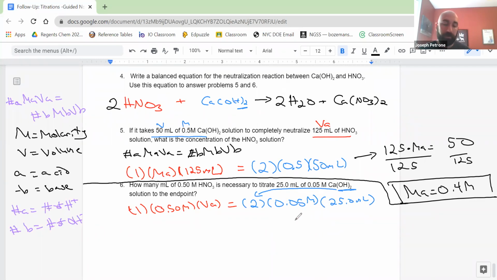So just like before, we're going to do the math for this. 2 times 0.5 times 25. I said 0.5, I meant 0.05. Is equal to 2.5. And then 1 times 0.5 times VA is going to be 0.5 times VA. And then to solve, we would divide both sides by 0.5. Cross that out. And 2.5 divided by 0.5 is going to get you a volume of 5 milliliters.